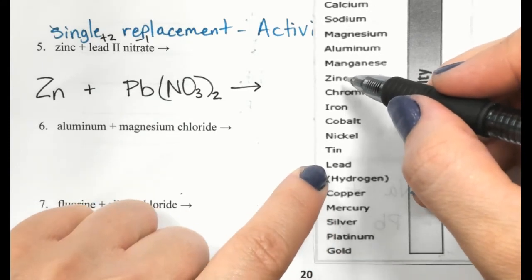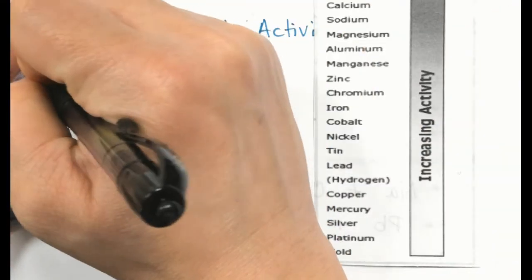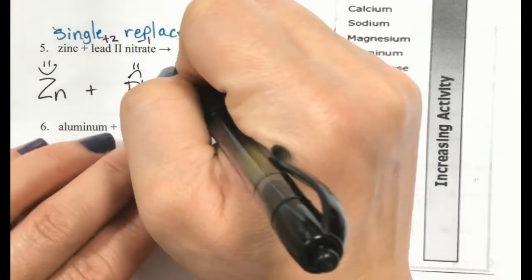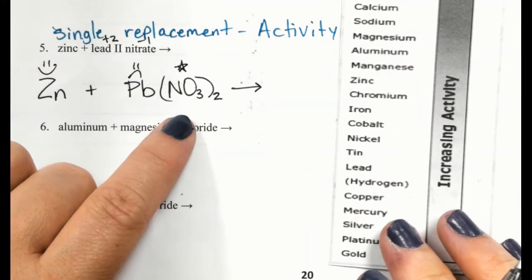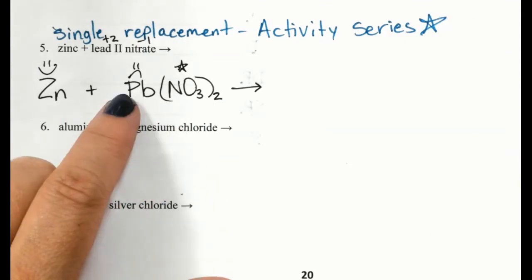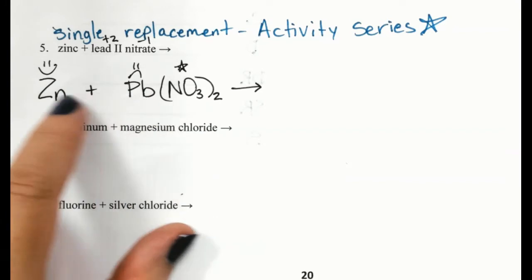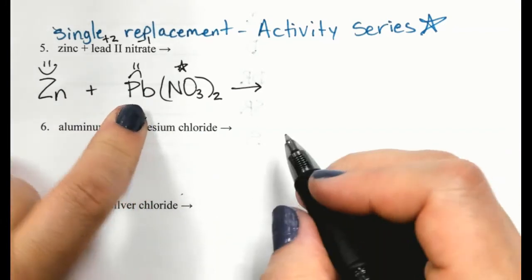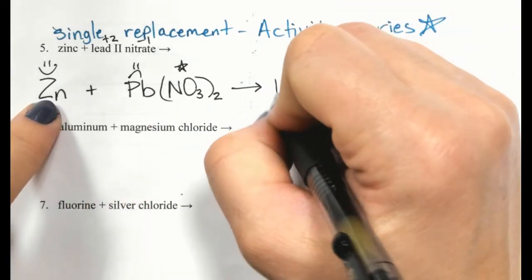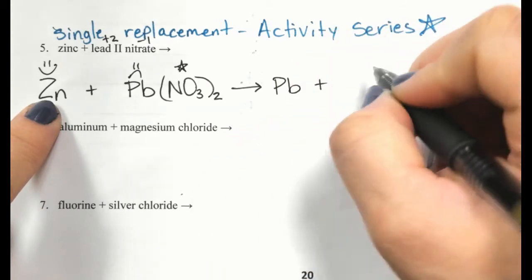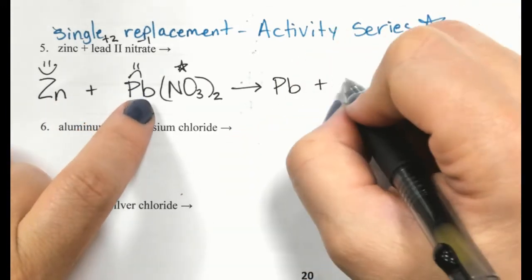So because zinc is higher up on the list, it's going to get a smiley face, the lead gets the frown, and the nitrate is going to get the star. Remember, the star wants to be with the smiley face. So that means that the lead and the zinc are going to switch places. So I'm going to put the Pb here instead, plus, and then I'm going to move the zinc here to be with the nitrate.